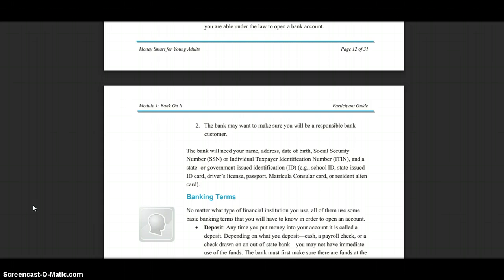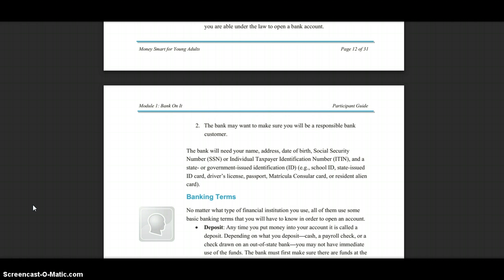The bank will need your name, address, date of birth, social security number, or individual taxpayer identification number, and a state or government-issued identification or ID. So your school ID, your state-issued ID, your driver's license if you're 16 or older, your passport, your matricula consular card, or your resident alien card.